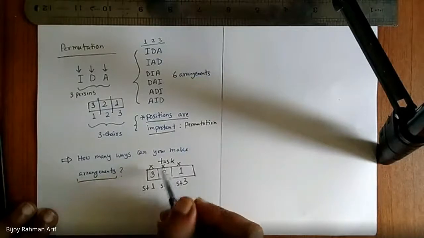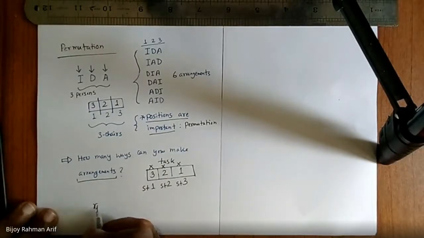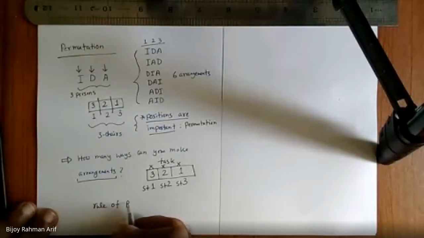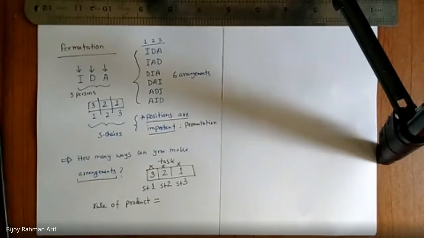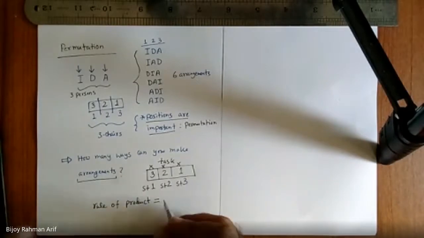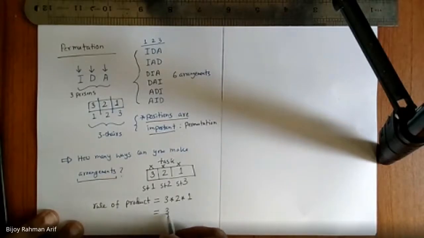A task is divided into subtasks. That means it is happening layer by layer. So small tasks together create a big task. A big task can be done in stages. So if we apply the rule of product, what do we get? 3 star 2 star 1, which is nothing but 3 factors.